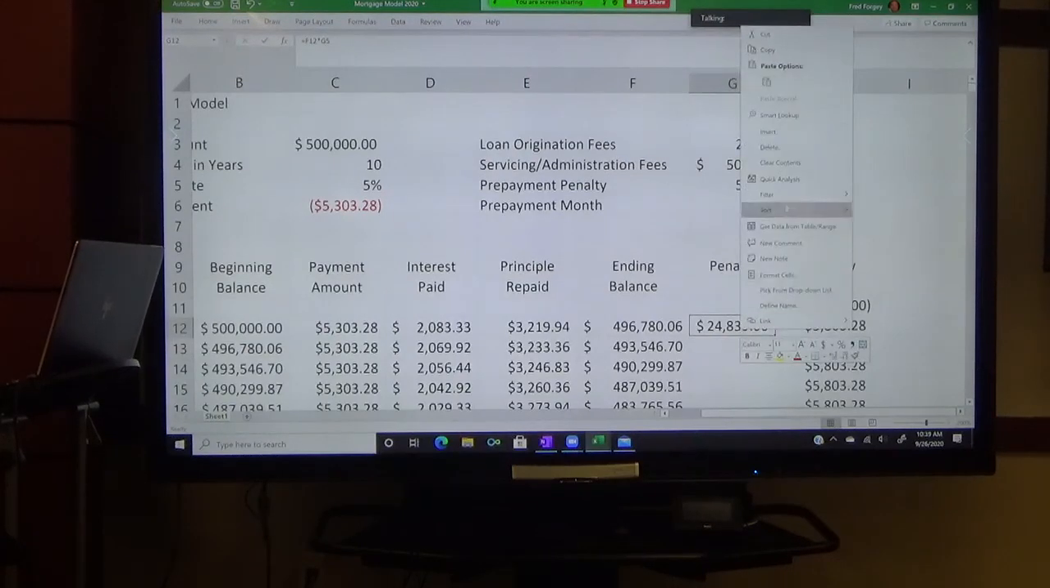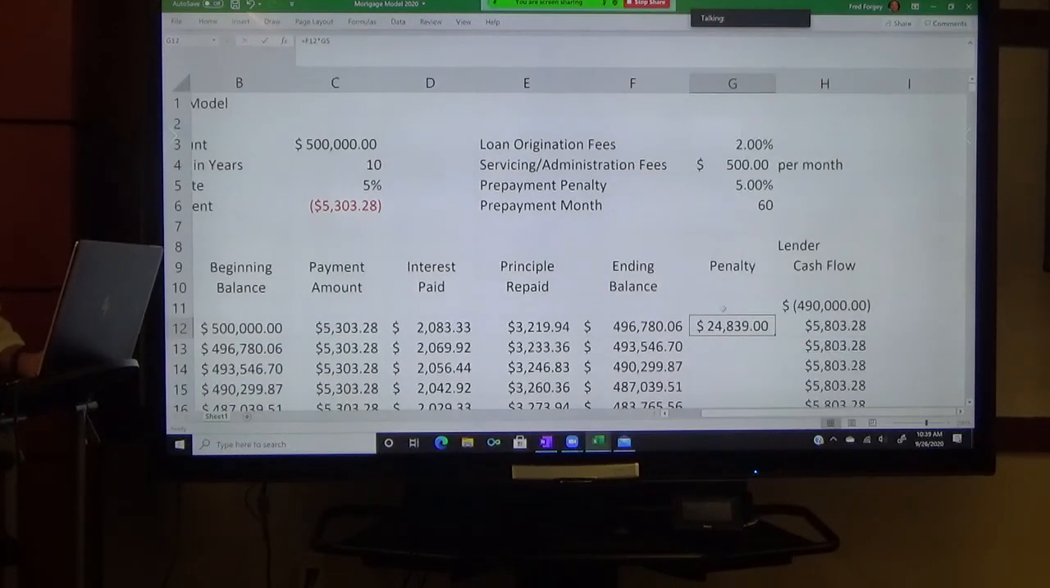There we go. All right, we want that to be a fixed cell reference. You're not going to get charged that rate every single time, but we want to go ahead and put it in there just for fun.